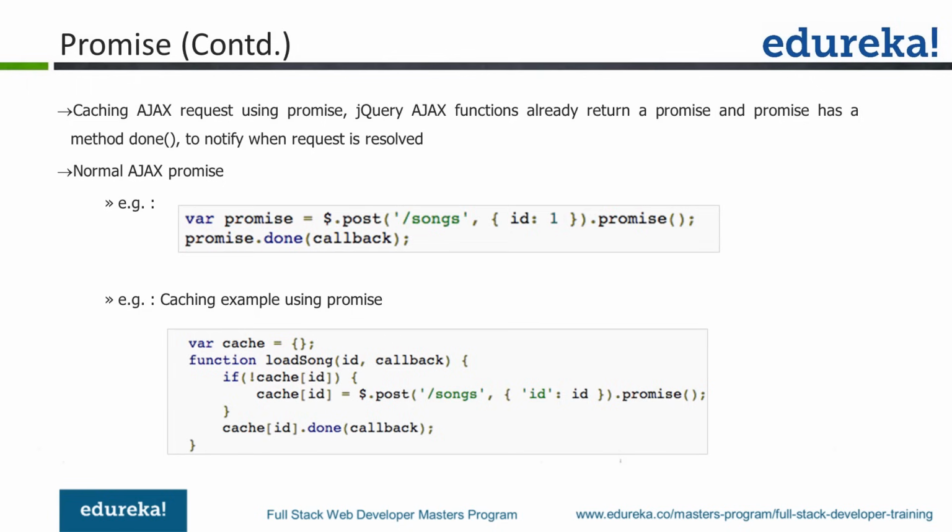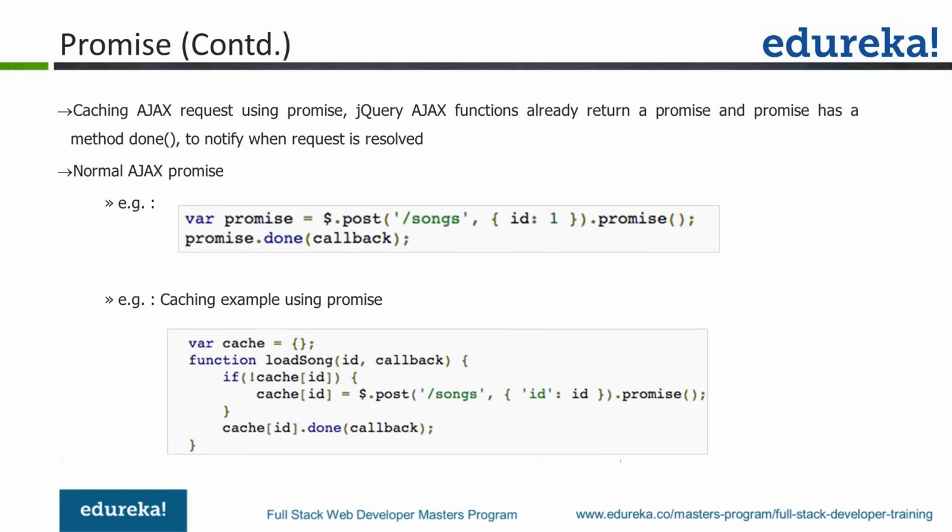Let's suppose I've been making this AJAX call again and again and again, right? I'm making an internet call. So there is a concept of caching where you want to save the result, the outcome. A very simple cache technique here is that you make a request and you save the promise as a value in an object.